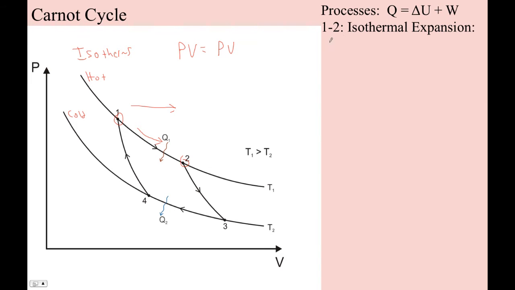And so we can do our little equation here, right? Our Q is delta U plus work. We know that the piston moves out. We know that that's positive work, right? Piston moves out, okay? We know that the internal energy does not change because the temperature doesn't change. It's constant temperature, and so if the temperature doesn't change, the kinetic energy of the particles doesn't change, the internal energy doesn't change, right?